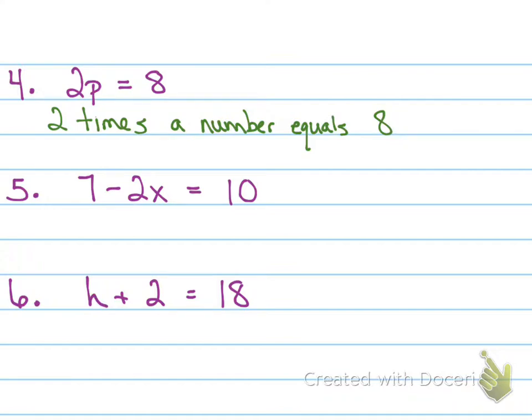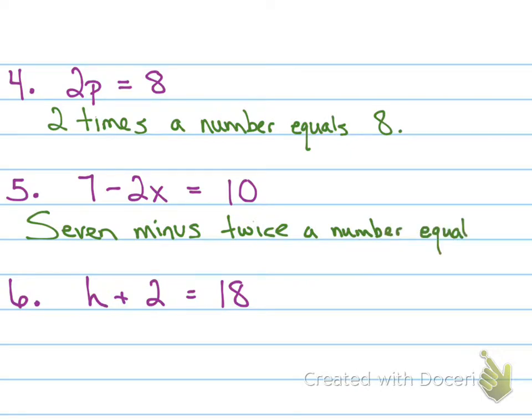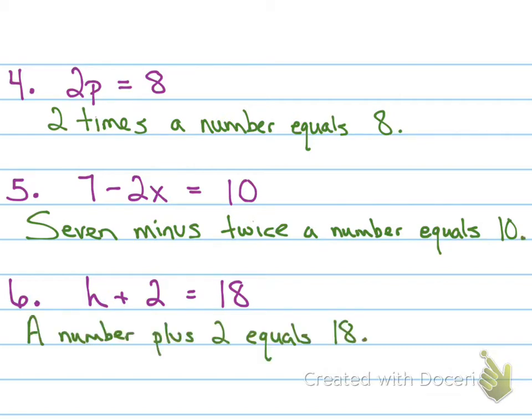All right, what about number 5? 7 subtracted from twice a number equals 10. Okay, that'll work. 7 minus twice a number equals 10. Why are you coming up with all these fancy words? All right. What about number 6? A number plus 2 equals 18. Could I say 2 more than a number equals 18? Yeah. All right, good job, guys.